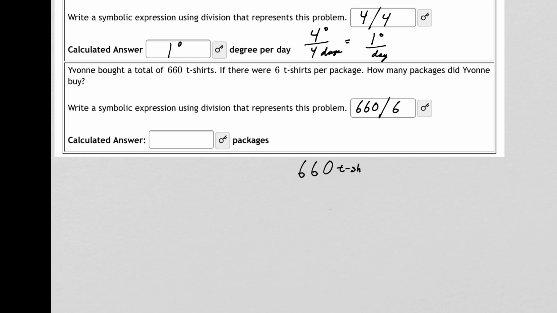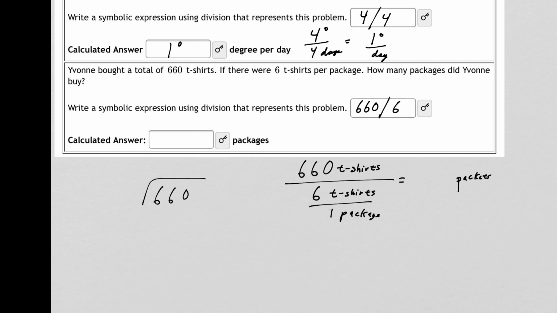t-shirts, and I divide by 6 t-shirts per one package, it turns out that when you divide this out, you're going to get your answer in packages, the number of packages. The number of t-shirts, those units will cancel, okay? We'll talk more about that when we talk about dividing fractions. So, but in this case, it's intuitive, right? 660 divided by 6. So let's do that out. So 660 divided by 6.